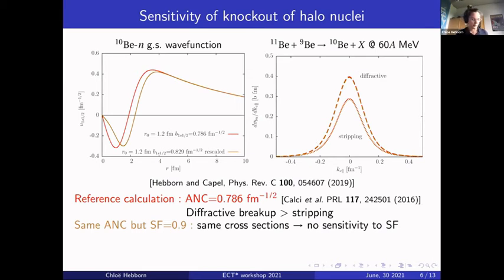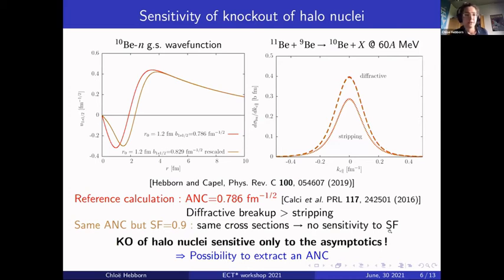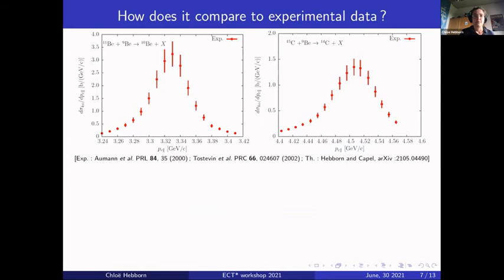So this indicates two things. The first one is that this observable, knockout reactions of halo nuclei, doesn't seem to be sensitive to the spectroscopic factor, but it seems to be sensitive only to the asymptotics. And if that's the case, it means that you can extract the ANC from knockout data on halo nuclei. So let's see how the value that you can extract compares with other values in the literature. On the left here, you have the beryllium-11 data. This is the beryllium-10 momentum distribution. And on the right, the carbon-14 data.